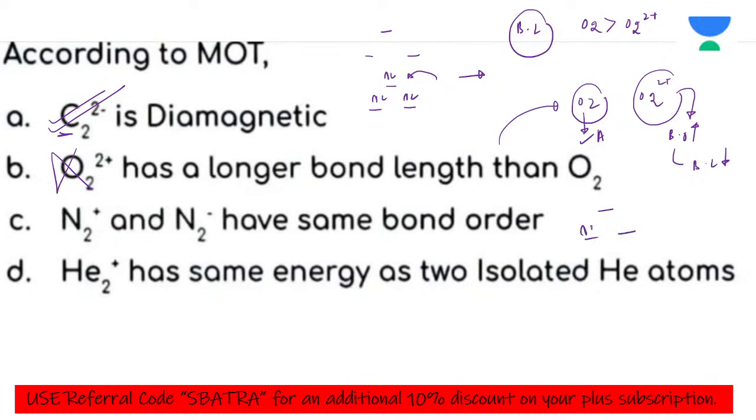Okay, we have N2 like this. Now what we are doing, we are removing one electron, so definitely the bond order will be reduced by 0.5. Now we are adding one electron in antibonding, definitely the bond order will be increased by 0.5.